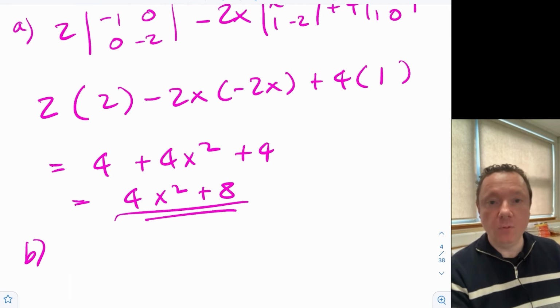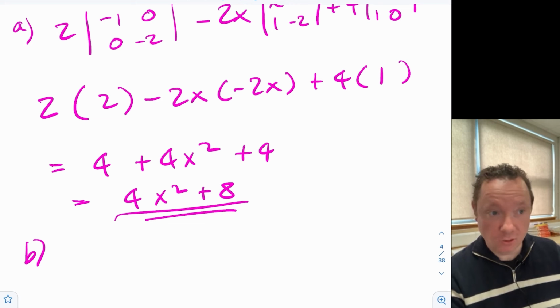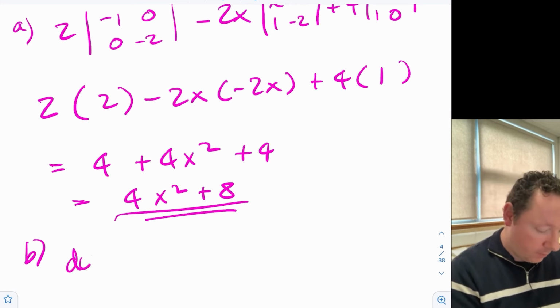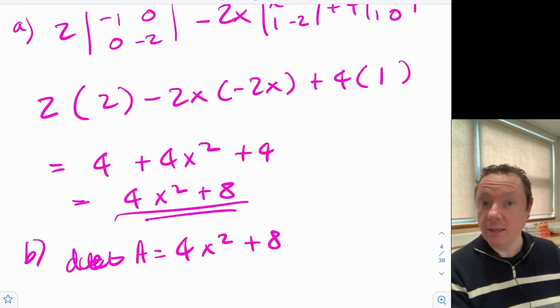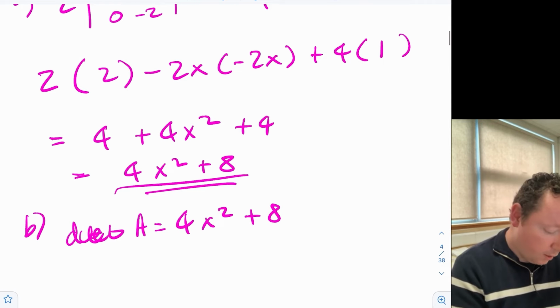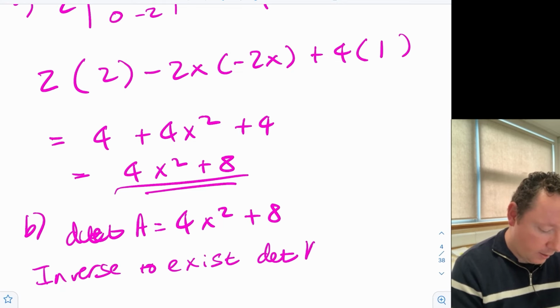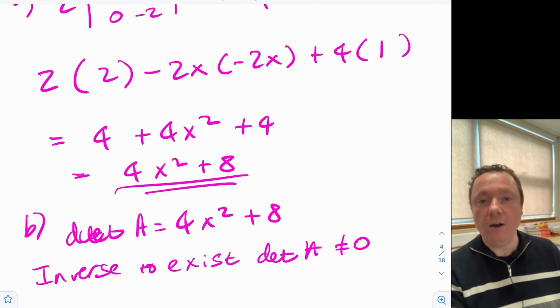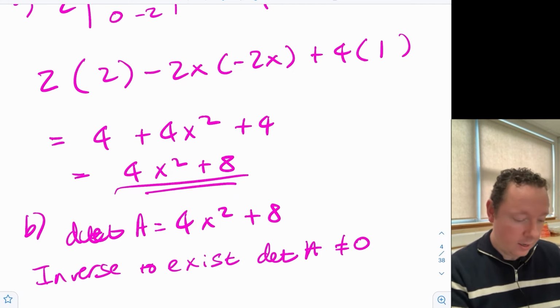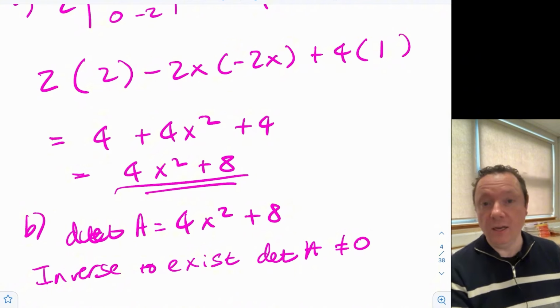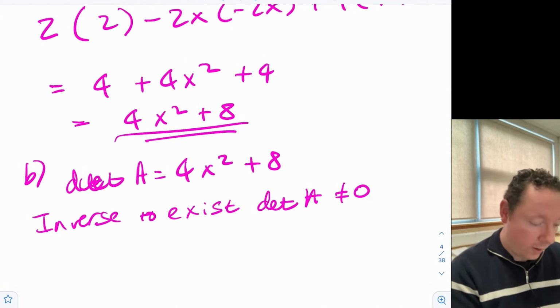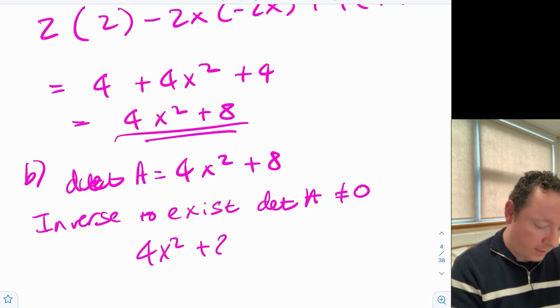Part B, using the determinant, asks for which values of x the inverse matrix exists. So our determinant, remember, is equal to 4x squared plus 8. And for the inverse to exist, the determinant cannot equal 0. So for the inverse to exist, det A cannot equal 0. So we're just looking to see what values x can be so that 4x squared plus 8 is never 0. That is never equal to 0.